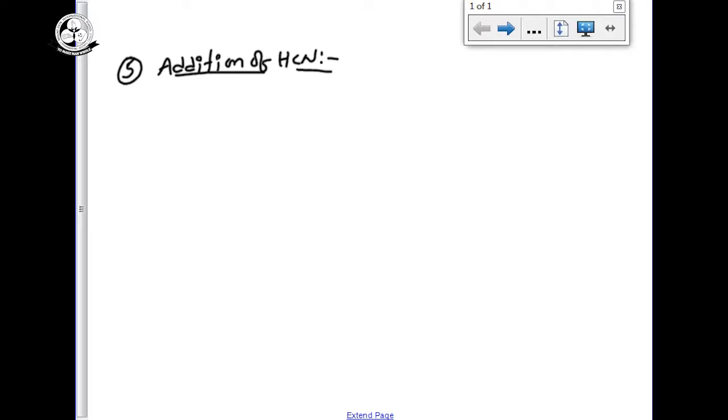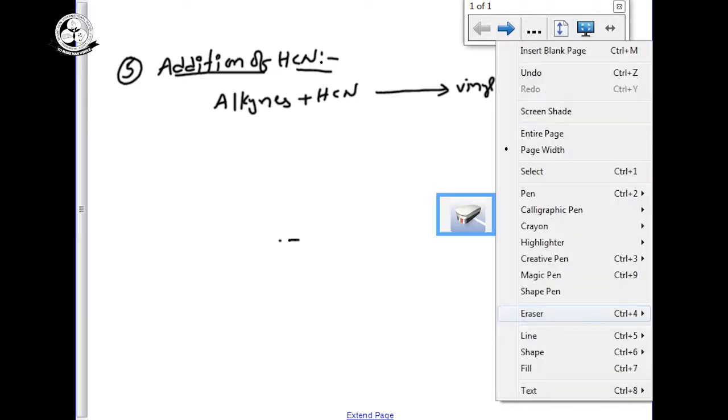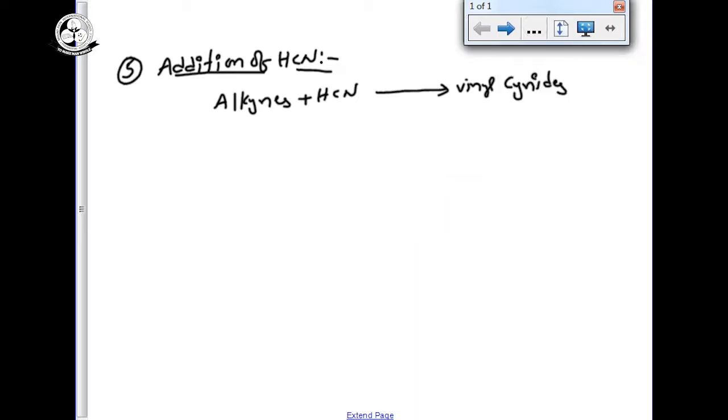So alkynes, on addition of HCN, give vinyl cyanides. See, in the presence of, we have to use the catalyst CuCl, cuprous chloride, in presence of HCl. This one is used as a catalyst.